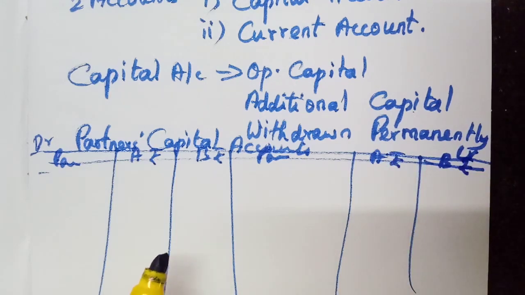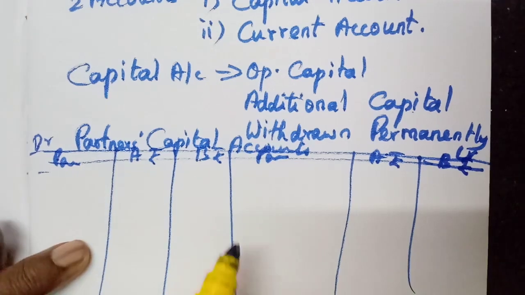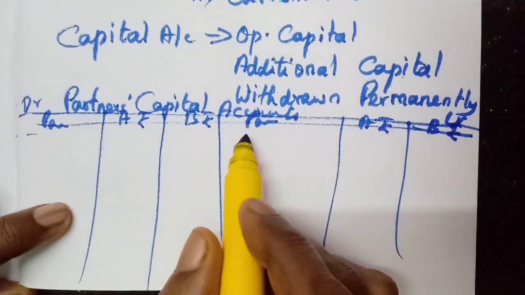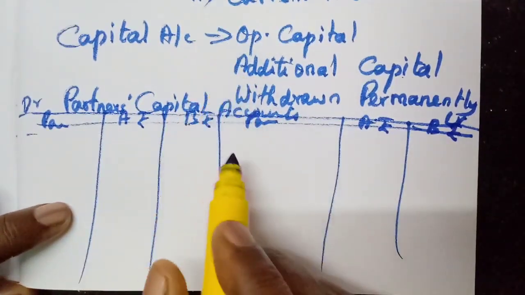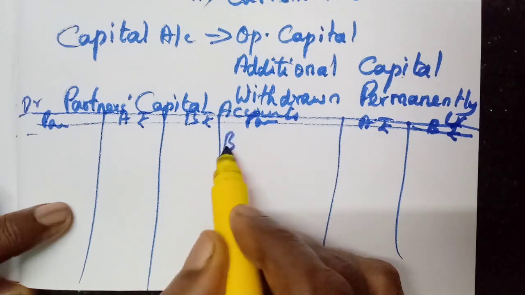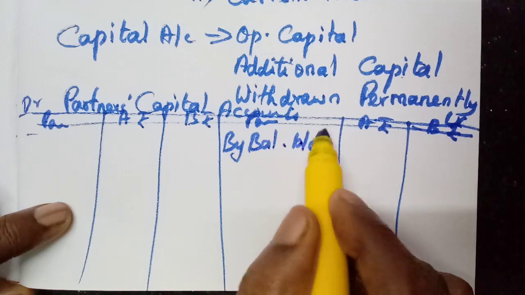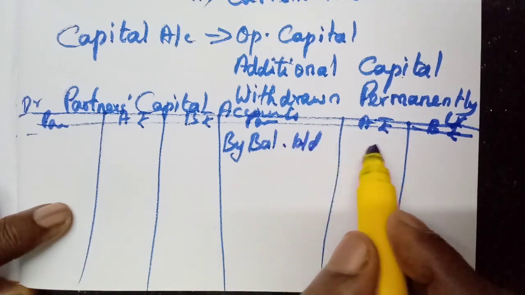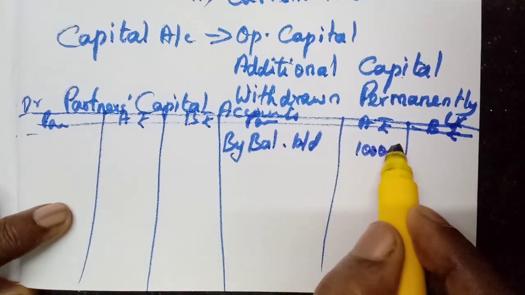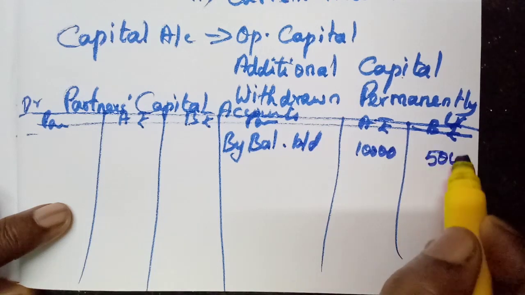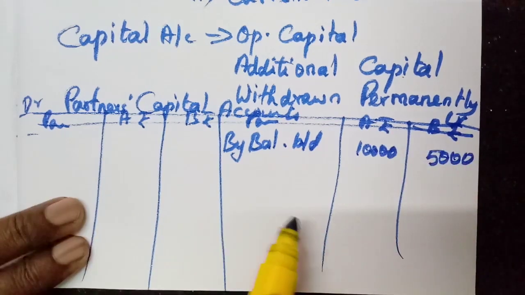Now, first opening capital. We know that capital shows always credit balance, isn't it? So, by balance brought down. By balance brought down. You have to write fully. We should write the amount. For example, 10,000, 5,000. You have to write like this.